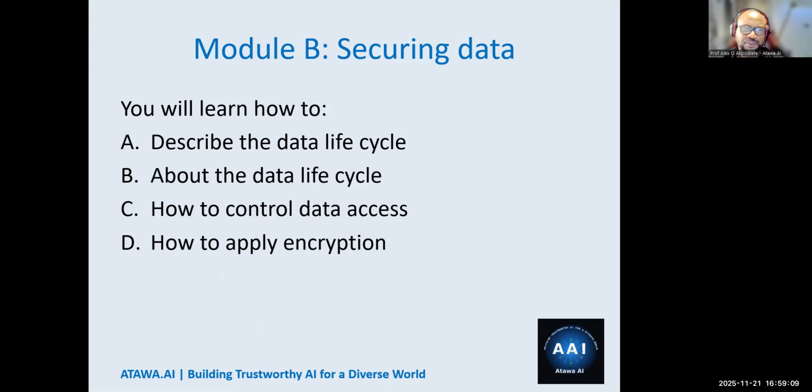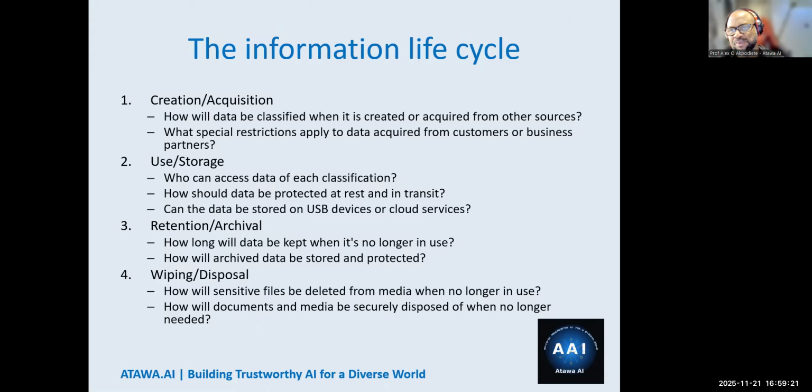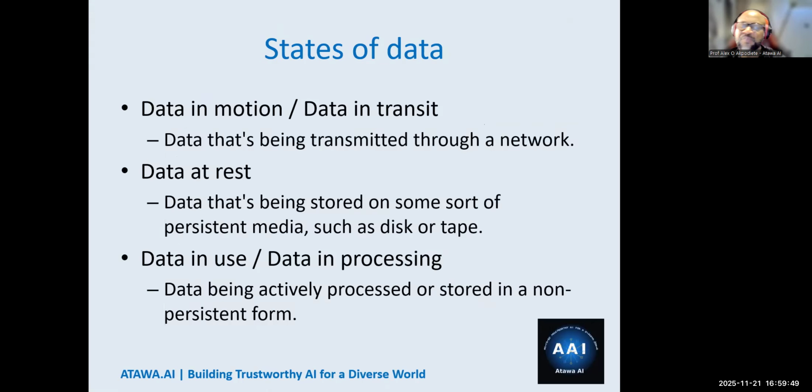All right, so let's look at module B quickly. Here, I want to describe the data lifecycle, how to control data access, and how to apply encryption. Because remember, whether you are on premises or cloud, you need to think about encryption. So data is considered the new oil. Information has a life cycle from when you create or acquire it, to using it, storing it, to the third stage of retaining it, archiving it, and then, of course, the final stage of disposal or wiping when you no longer need it, right? So all of these might have implications for compliance or also encryption.